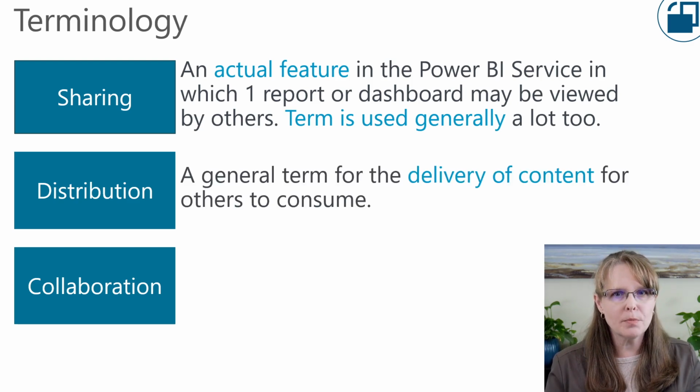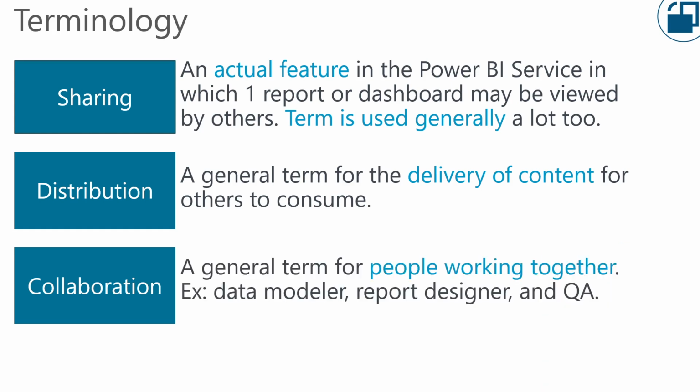The term distribution is a general term that refers to the delivery of content for others to consume. We often like to say that an app is a good way to distribute content to a large audience. Collaboration is a general term for when people work together. This could be done by alternating who works on a Power BI desktop file, or it could be done in a workspace when people are collaborating to create and test content.